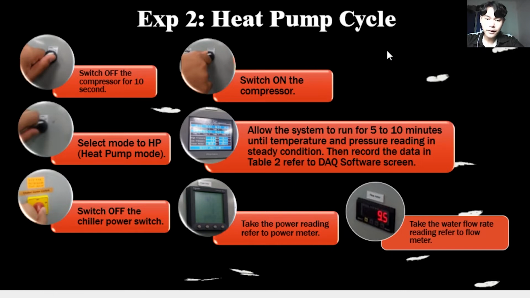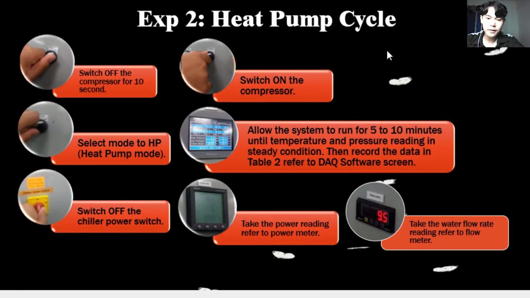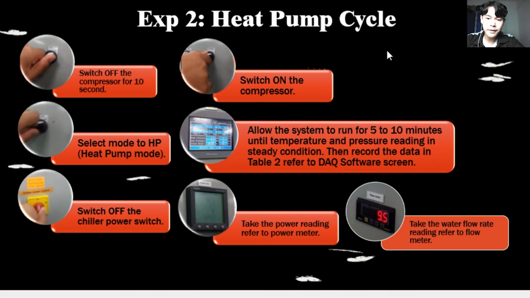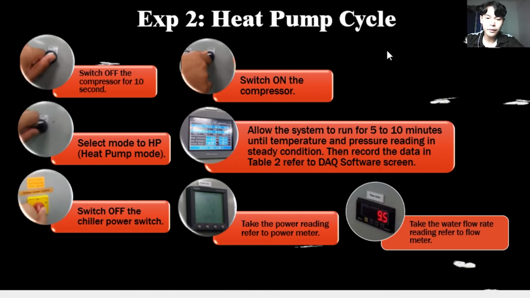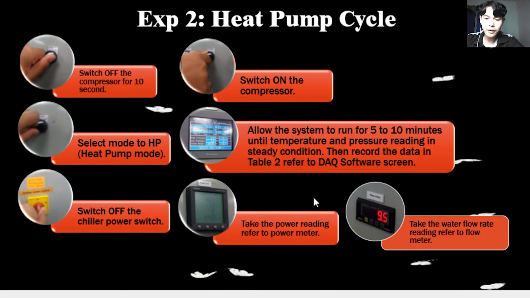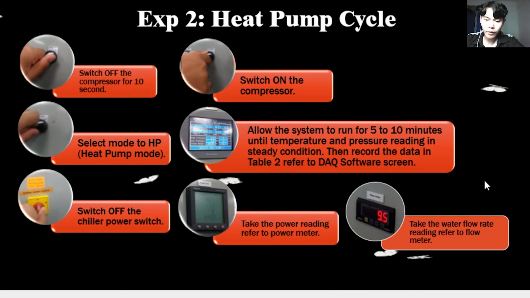Then we allow the system to run for 5 to 10 minutes until the temperature and pressure readings are in steady condition. Then we record data in Table 2, referring to the AQ software screen. Then we take the power reading from the power meter. And the last one is we take the water flow rate reading from the flow meter.